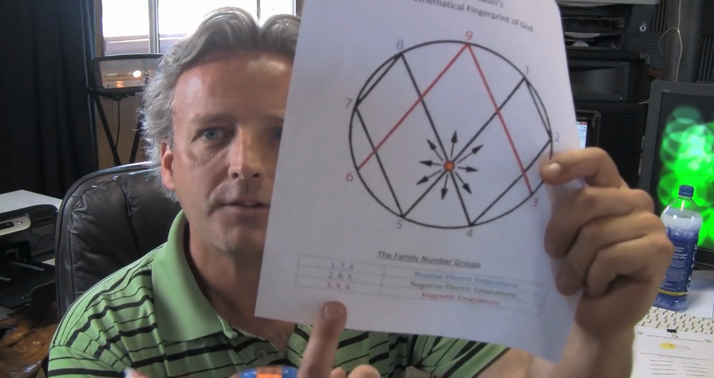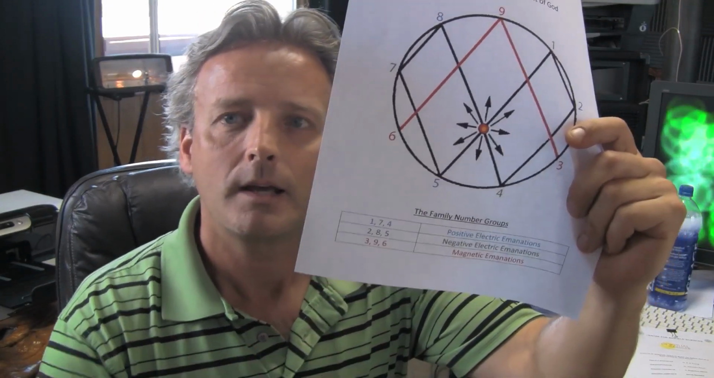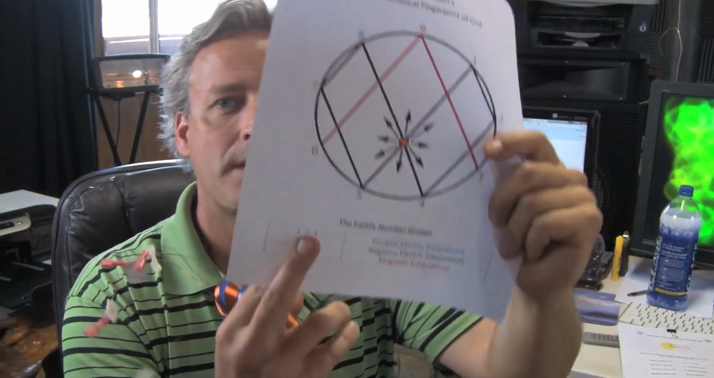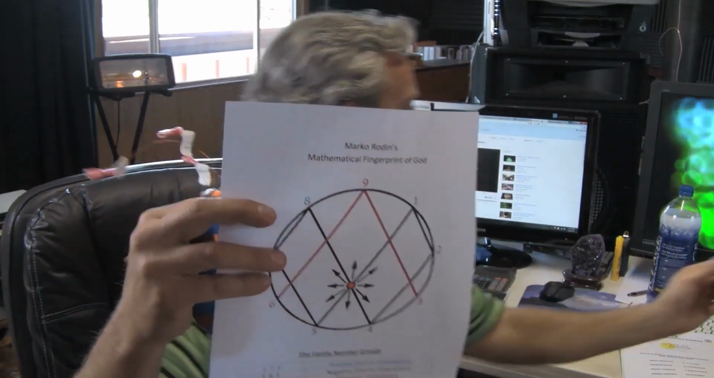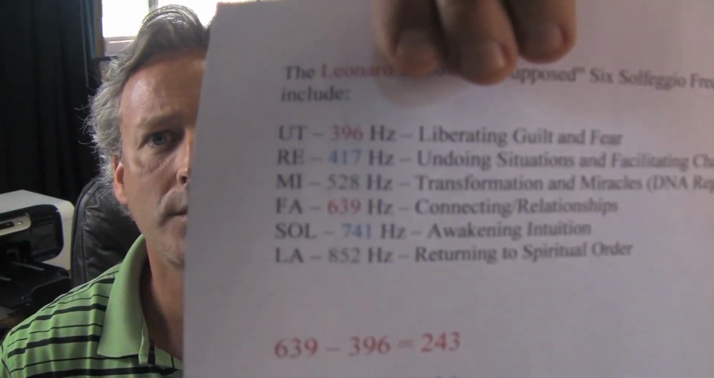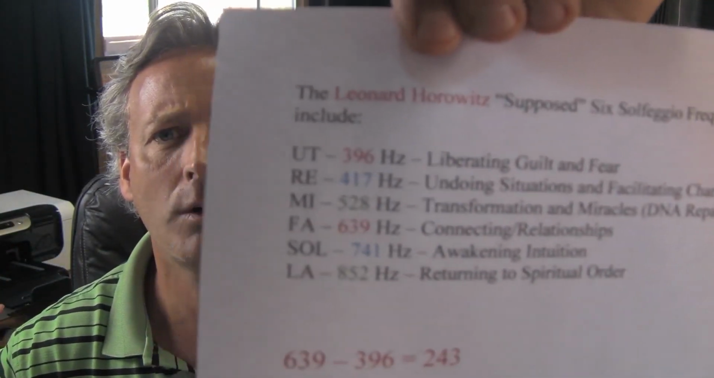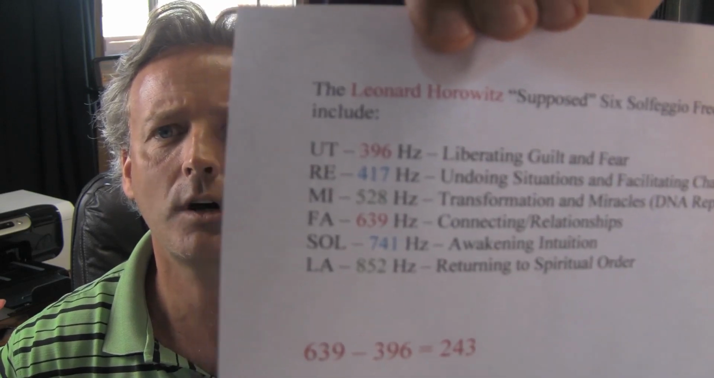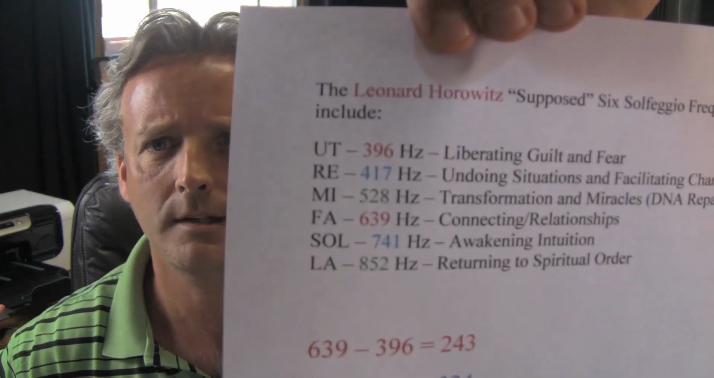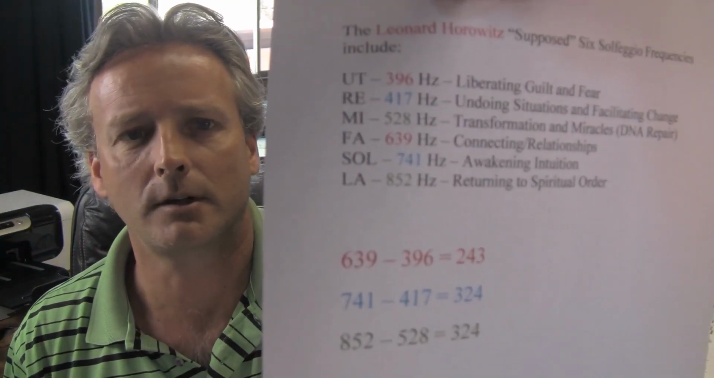Okay, so let me just make this point very clear. These family number groups are what's stationary within this coil. And if you look at these family number groups, they're also very similar. They're actually the same number groups that Leonard Horowitz uses for his so-called ancient solfeggio frequencies. Marko Rodin came up with these family number groups 30 years ago. This came along much later.